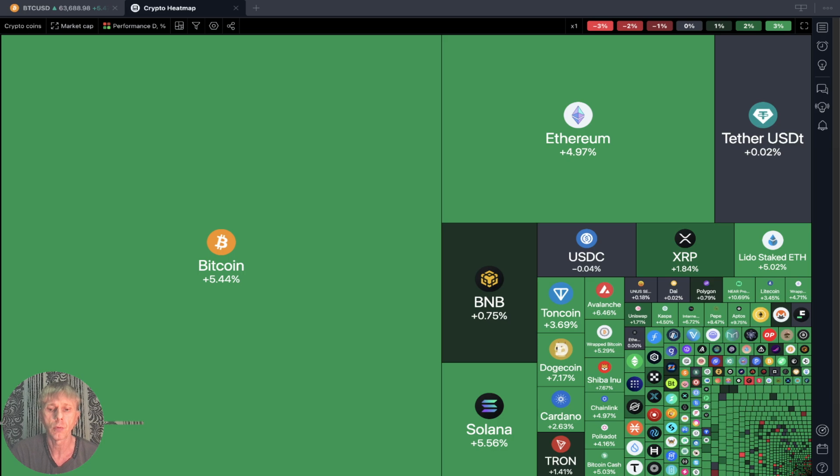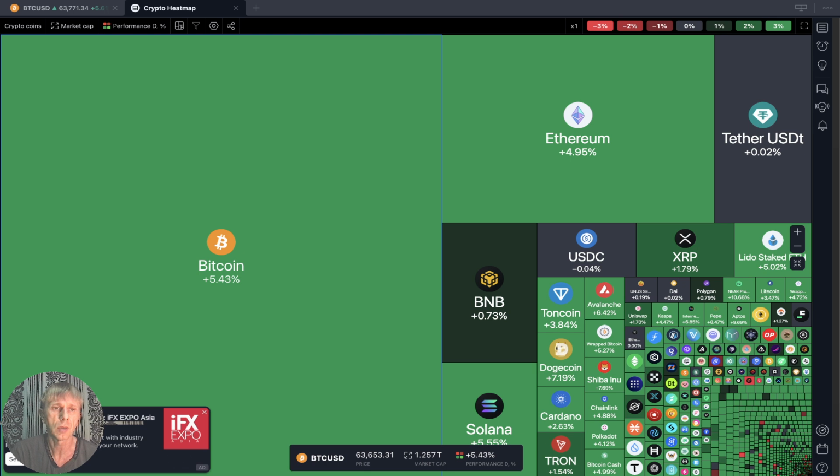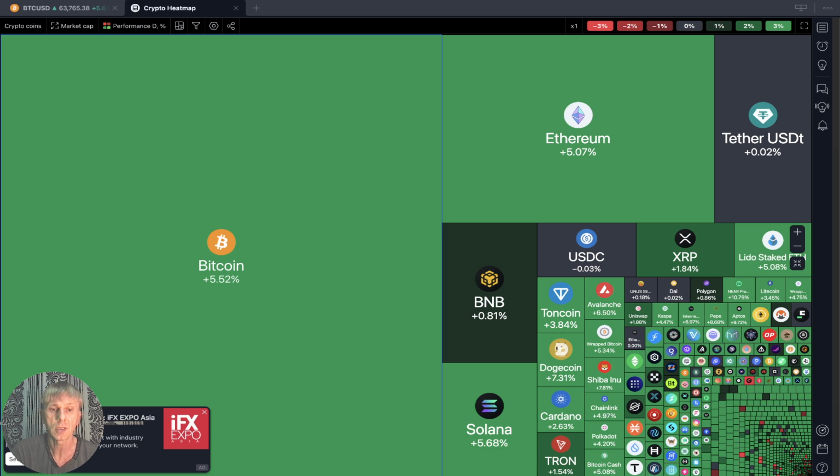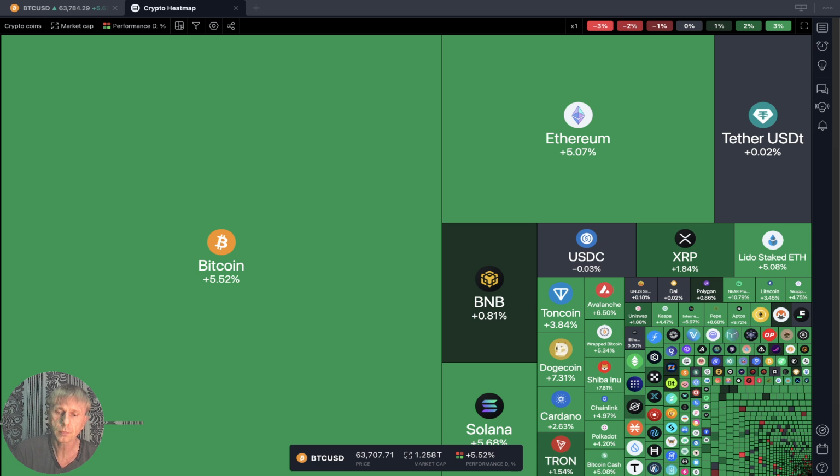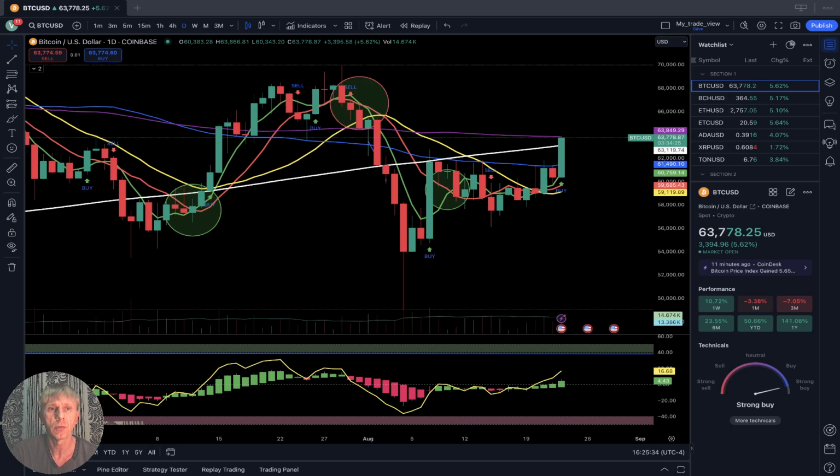Now it's time for TradingView. Let's start from the crypto heat map based on the market cap and daily performance. Looks like all green. It is bullish, right? Let's move to my watch list and we will do a technical analysis review.